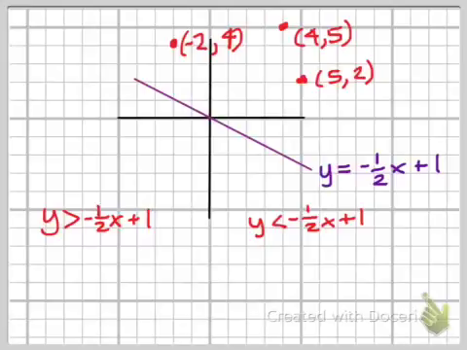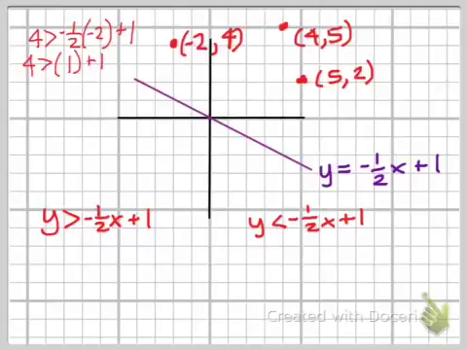So in order to check that, what we can do is take one of those points and plug it into the inequality to make sure that it is true. So we'll take the point (-2, 4), and we'll plug it into the greater than inequality. So we say 4 is greater than negative 1/2 times negative 2 plus 1. And then we just solve it. 4 is greater than 1 plus 1. So 4 is greater than 2. 4 is greater than 2 is a true statement. So we know that that is a solution for y is greater than negative 1/2 x plus 1.